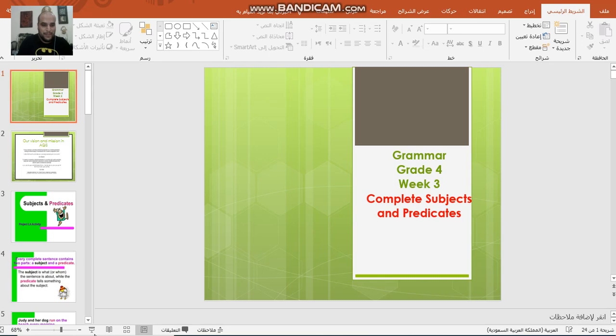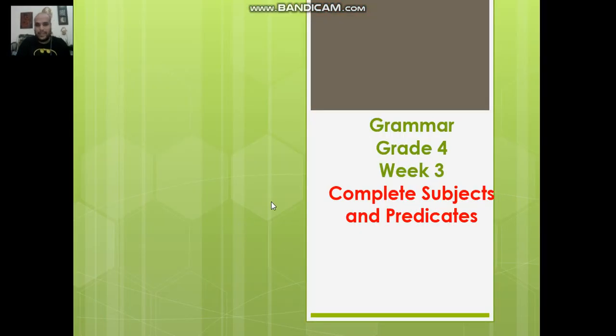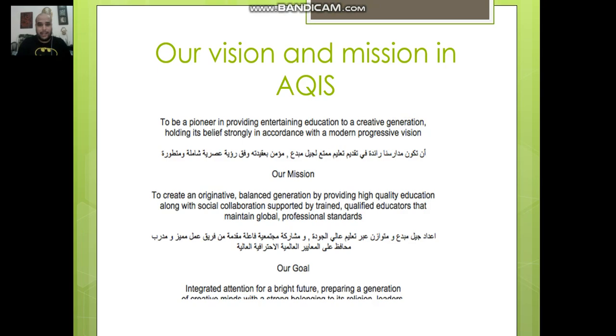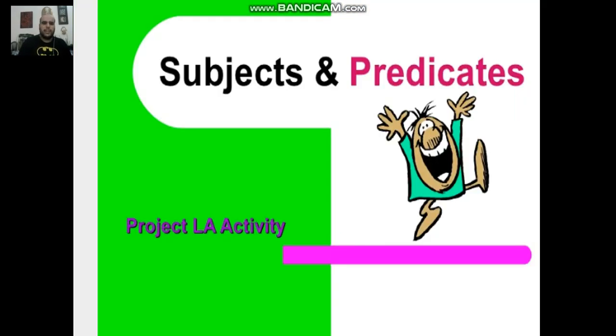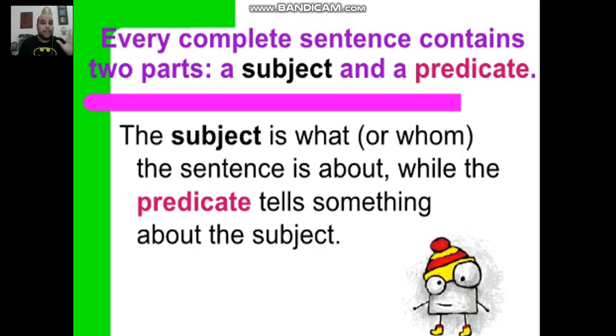Okay, so let's start. Let me use the full screen. Yes, complete subjects and predicates. So subject and predicates. Every complete sentence contains two parts, a subject and a predicate. Who is the subject and what is the predicate? The subject is what or whom the sentence is about. You have to ask the right question to try to find what is the subject of a sentence. My advice, and I have said that before, please ask the question who or what.